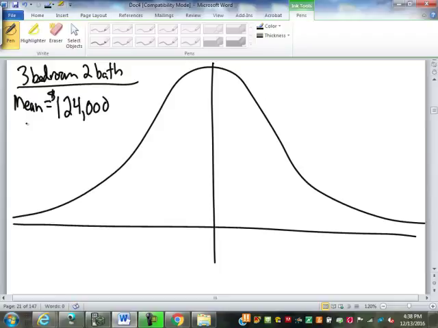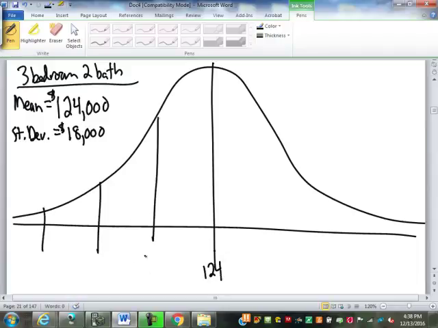$124,000, with a standard deviation of $18,000. So what's the center number going to be here? 124. I'm going to leave the zeros off. What's going to go here?